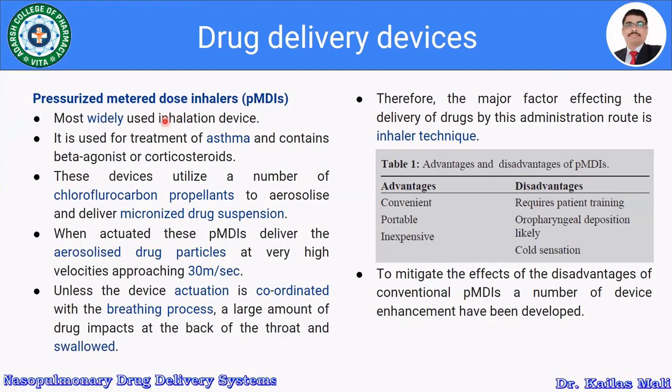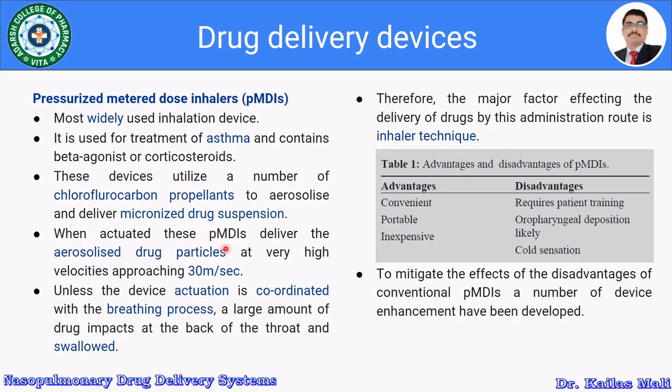Pressurized metered dose inhalers are the most widely used inhalation devices. They are used for the treatment of asthma and contain mainly beta agonists or corticosteroids. These devices utilize chlorofluorocarbon propellants to aerosolize and deliver a micronized drug suspension. Nowadays, chlorofluorocarbon propellants are replaced with HFA.